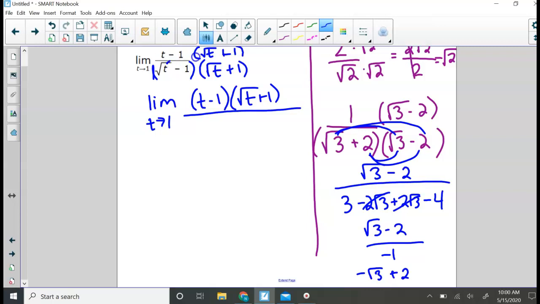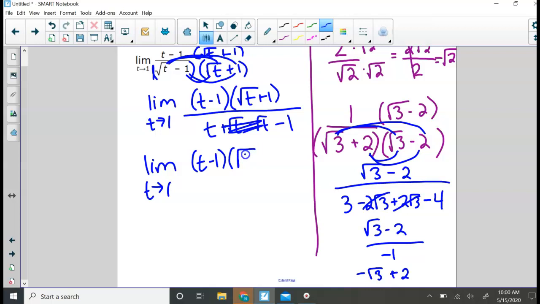And if you multiply here, square root of t times square root of t is t. And then you'll multiply on the outside and you'll get plus the square root of t. And right here on the inside you'll get minus the square root of t. And then for your last terms, you get minus 1. So this great thing happens here, and those middle terms cancel out. And so now we've got the limit as t approaches 1 of t minus 1 times square root of t plus 1, all over t minus 1.